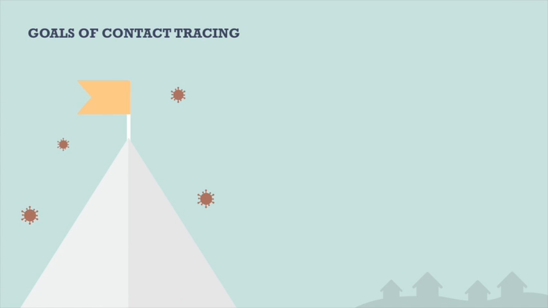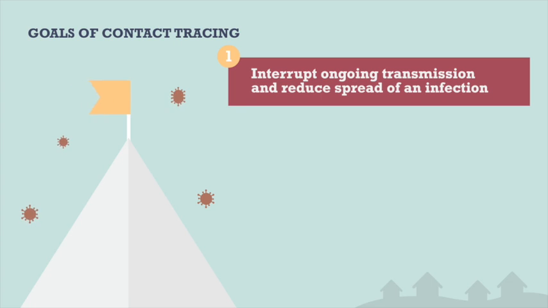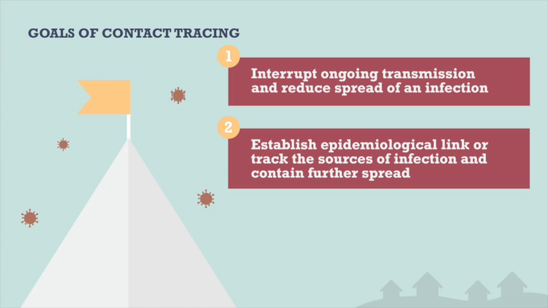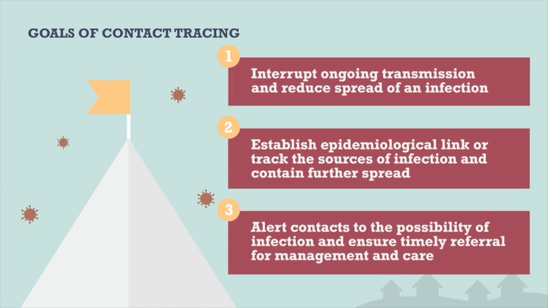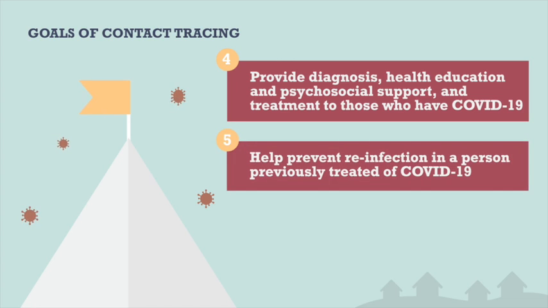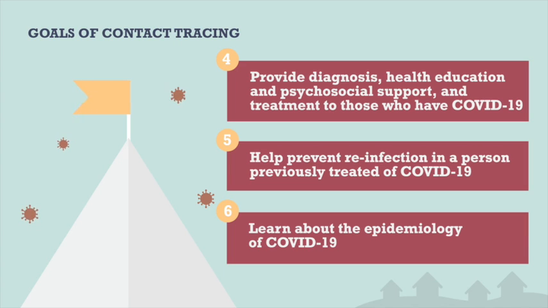The goals of contact tracing are to interrupt ongoing transmission and reduce spread of an infection; establish epidemiological link or track the sources of infection and contain further spread; alert contacts to the possibility of infection and ensure timely referral for management and care; provide diagnosis, health education, psychosocial support and treatment to those who have COVID-19; help prevent reinfection in a person previously treated of COVID-19; and learn about the epidemiology of COVID-19.